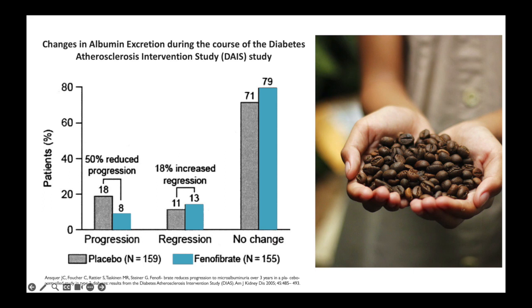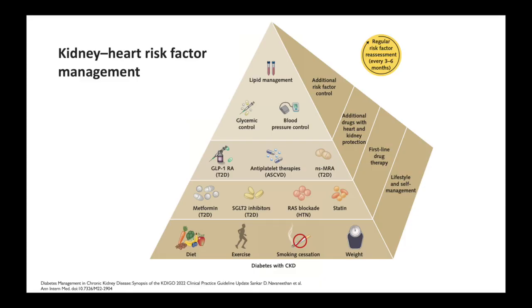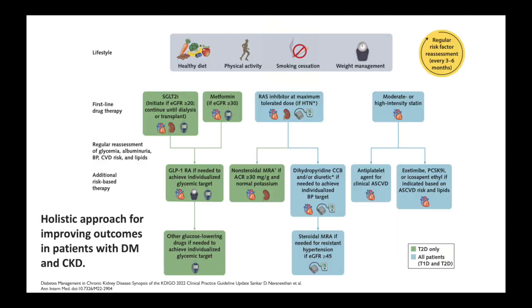There's also the DAIS study, the Diabetes Atherosclerosis Intervention Study, wherein they looked at progression, regression, and no change with the use of fenofibrate, showing that there is some benefit with the use of this drug. So for reduction of kidney and heart risk factors, it is very important that we look at this great picture in this pyramid. We basically recommend a healthy diet, physical activity, smoking cessation, and weight management.